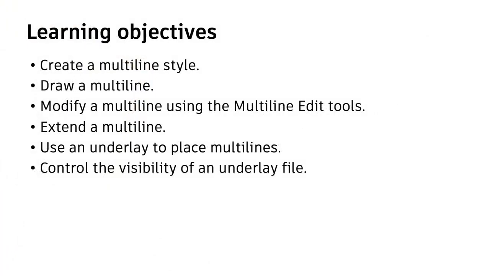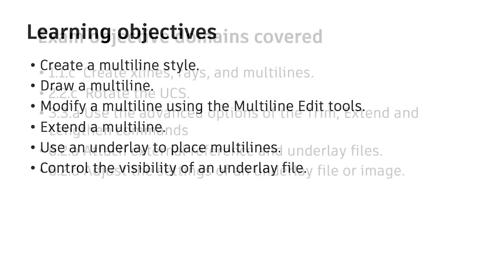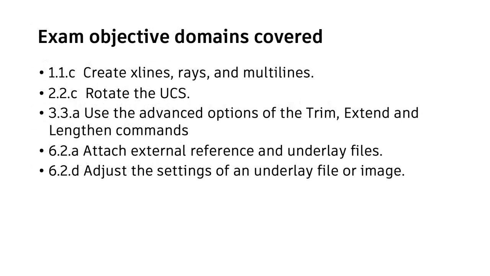Multilines are objects that can consist of up to 16 parallel lines. The individual lines in a multiline are called elements. Multilines behave similarly to polylines. Several connected multiline segments form a single object. Multilines are created using the mline command, and they are edited using the mledit command.